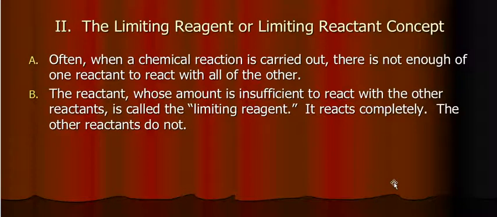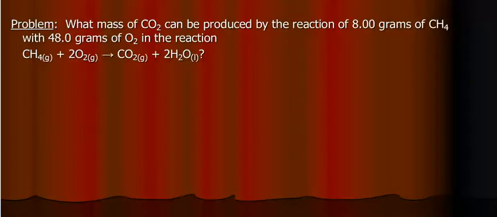Most of the time when a chemical reaction is carried out, there's not enough of one reactant to react with the other. This reactant is called the limiting reagent. It's going to react completely. There's going to be none of the limiting reagent left. The other reactants are present in excess.